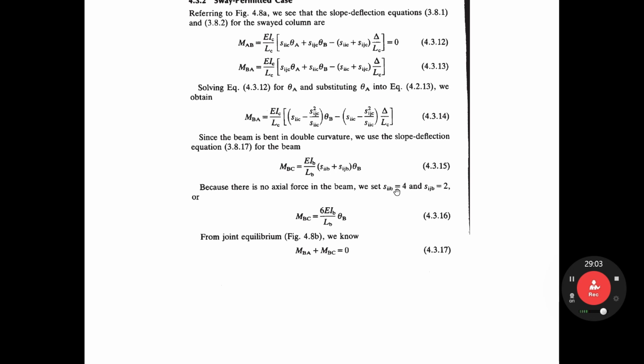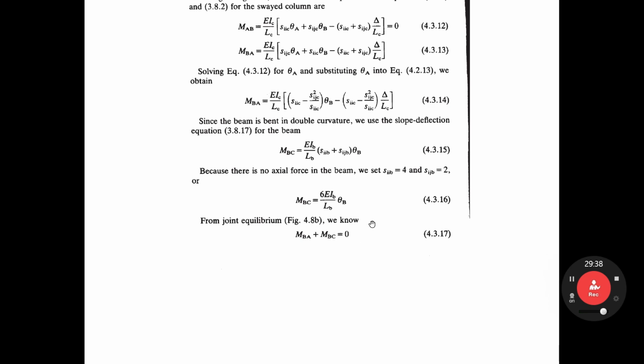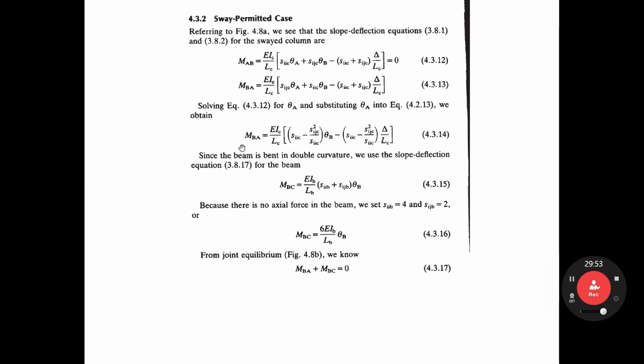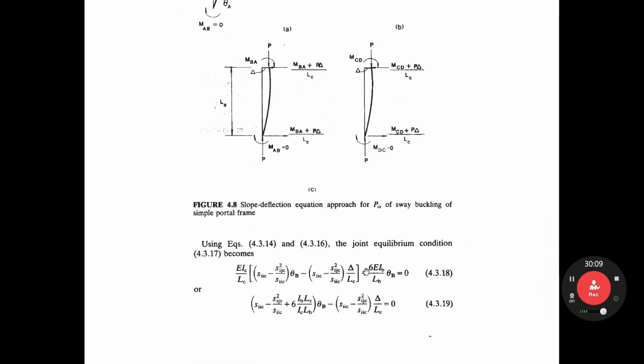Again, SII is 4 and Sij equals 2, right? Yeah, because there is no axial force. In that case, 4, 2. Then we can rewrite in this simple form. So 6, like that. So we get MBA and MBC. So we can establish joint equilibrium. MBA plus MBC must be 0 due to joint equilibrium. MBA is this one, MBC is this one. This one plus this one equals 0. So you can rewrite the equation like this.